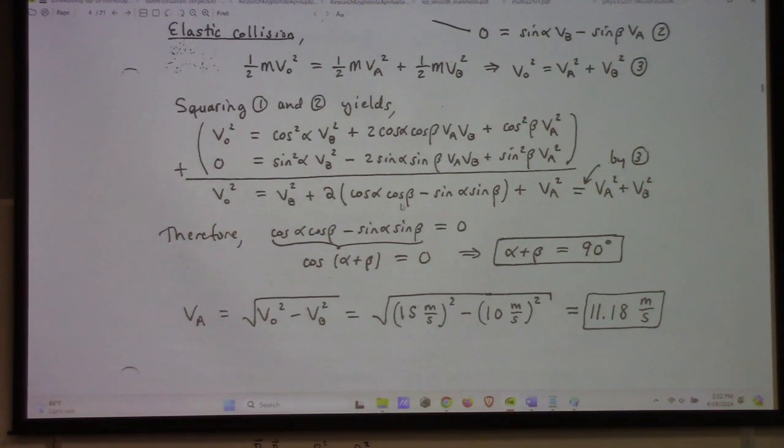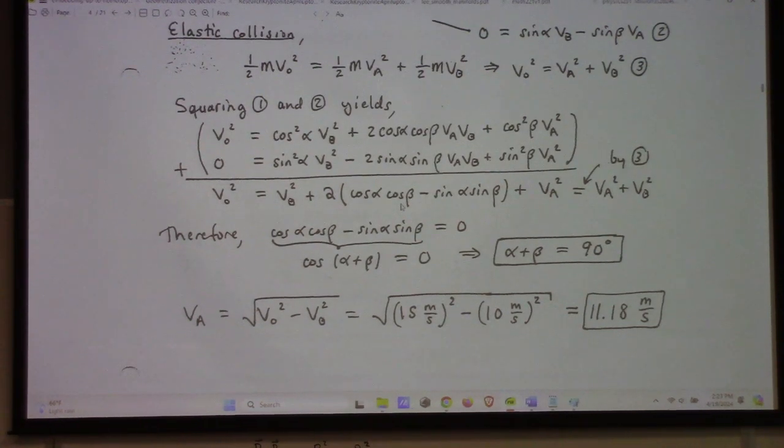Any questions? Yeah. How does the system gain kinetic energy with this? Because the pucks are equal out, right? Mm-hmm. But then the final velocities add up to more than the initial velocity of the puck. But they're not going in the same direction. They're going at 90 degrees, opposite. So like one has gained momentum upward, the other has gained momentum downward.